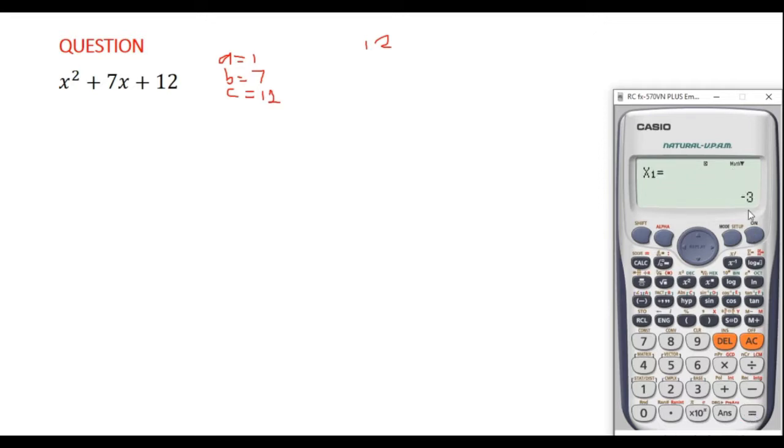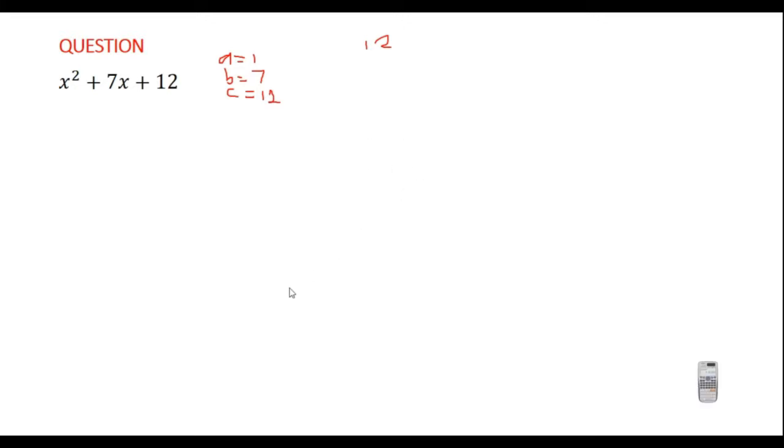So it's going to give you the first answer, which is usually called the S1. Now we can see from here that S1 is negative 3. Whatever answer that the calculator gives you, if that answer is negative, pick it as positive. If that answer is positive, pick it as negative. So here the answer the calculator gave us was negative 3. So you are going to pick it as positive 3.